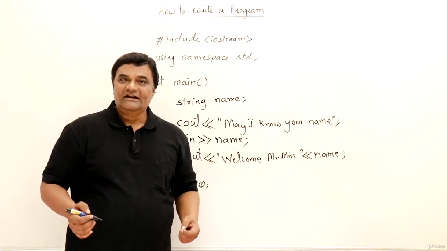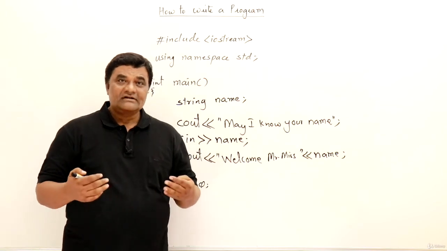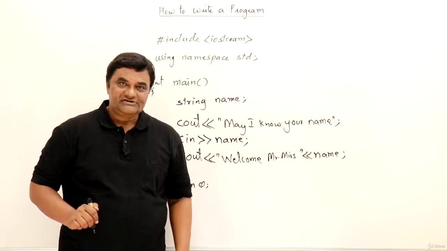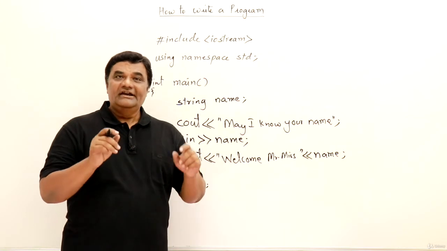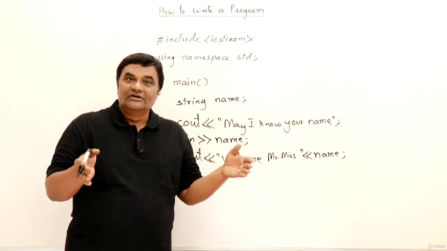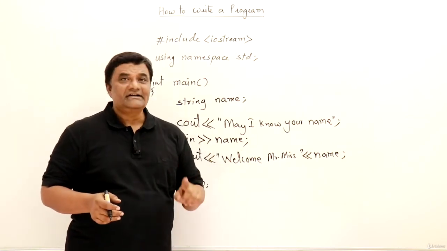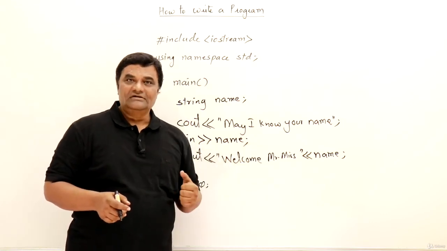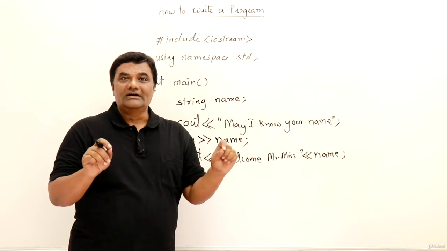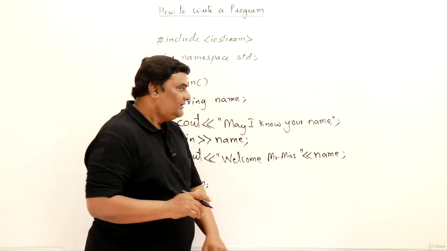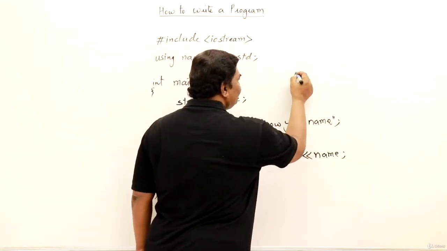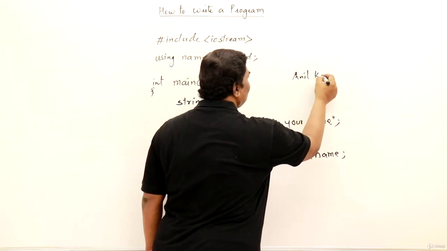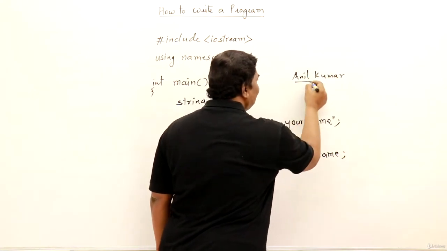So this is a simple program for taking the name of a user and showing a welcome message. Now one problem in this one, if your name has more than one word, then it will not read all the words. It will read just one word. It will not read the second or third word, right? Suppose your name is Ravi Kumar. It will just read Ravi, right? If your name is Anil Kumar, then it will just read Anil.